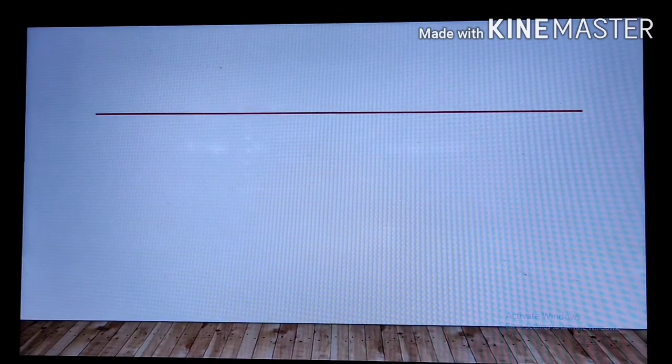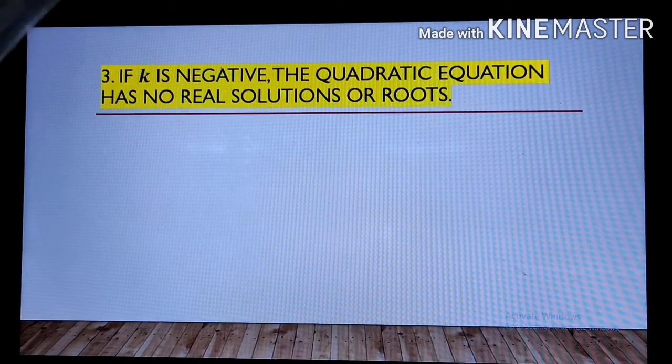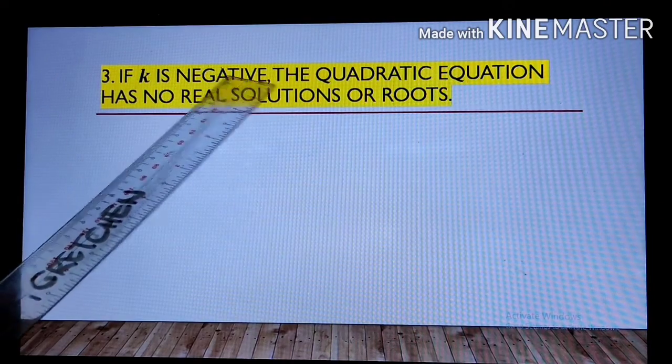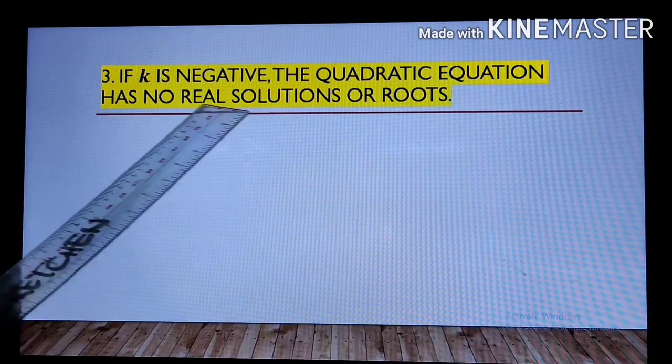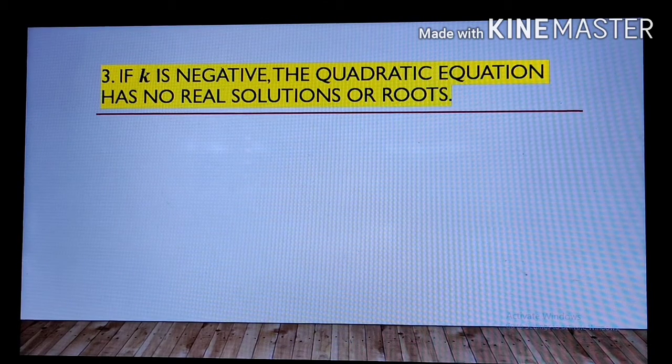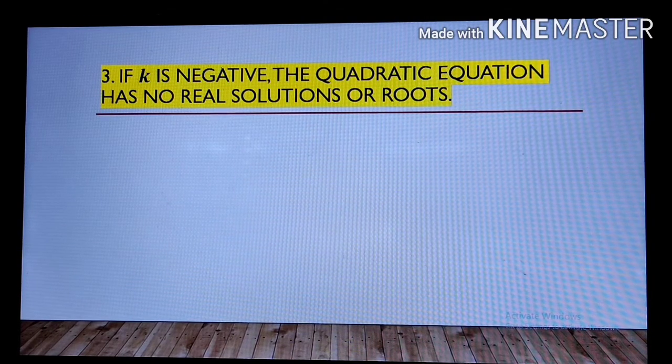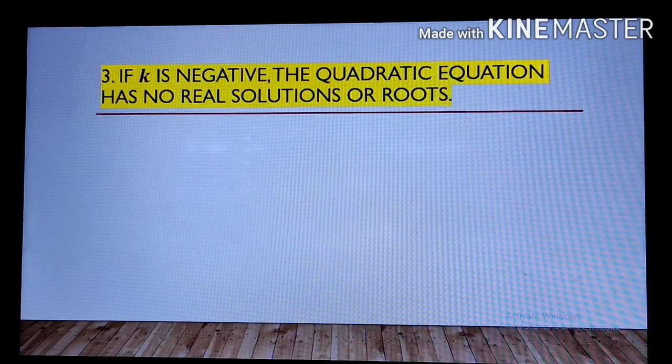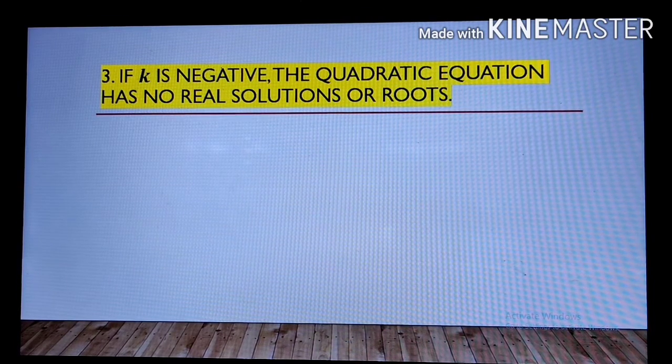Next is property number 3. If k is negative, the quadratic equation has no real solutions or roots. As what I have said a while ago, k is the constant term of the given quadratic equation. So, if ang k daw is negative, ibig sabihin, ang quadratic equation wala siyang real solution or roots.